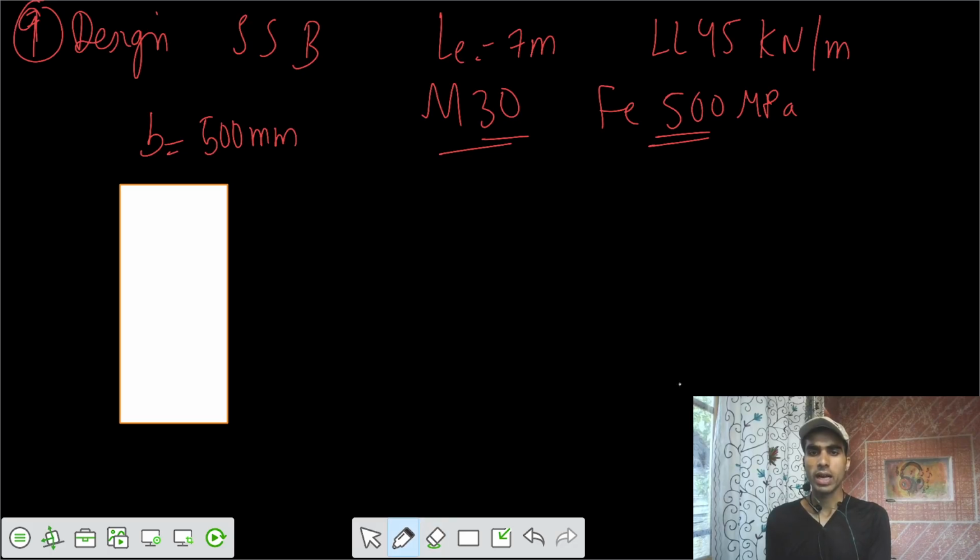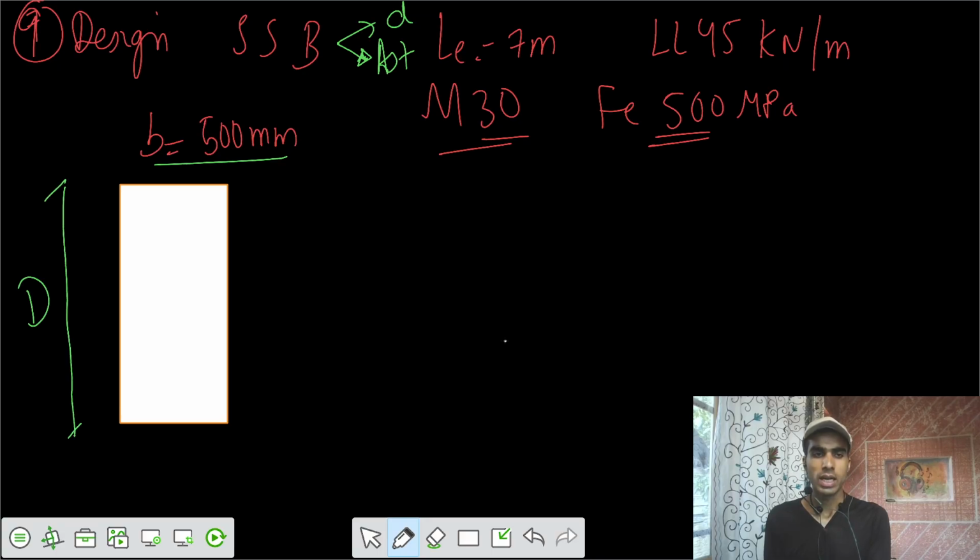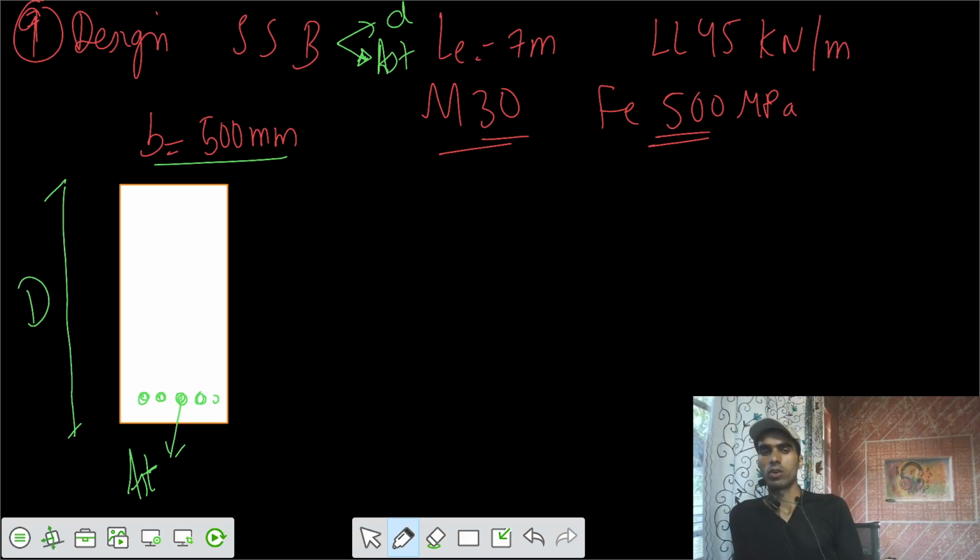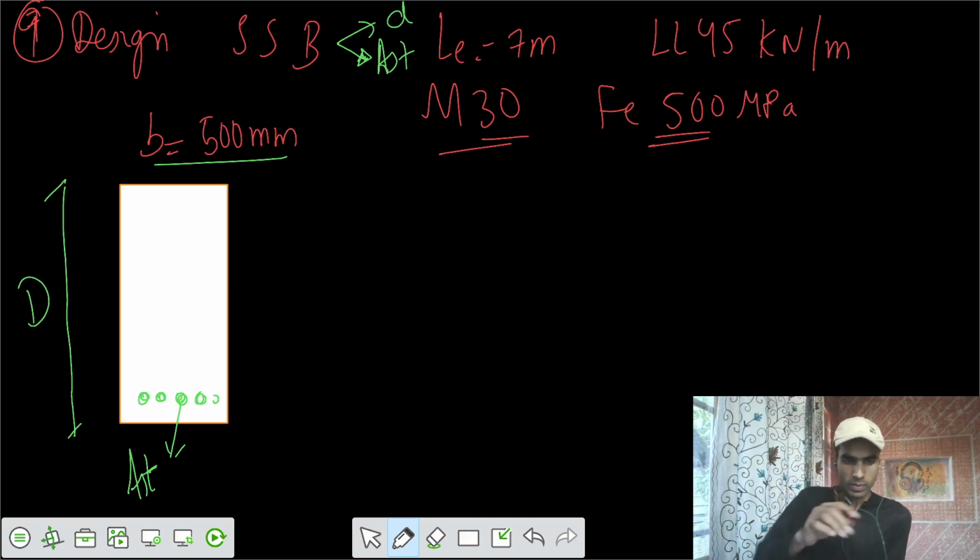That means if B is fixed, we need to get the depth of the beam, the total depth of the beam, and we need to get the AST. So we don't know the value of D, and we don't know what should be the area of steel provided, which bars we are going to use, and what is the diameter of those bars. That we need to calculate for this problem, design of a simply supported beam. Okay, let's try to solve that problem.